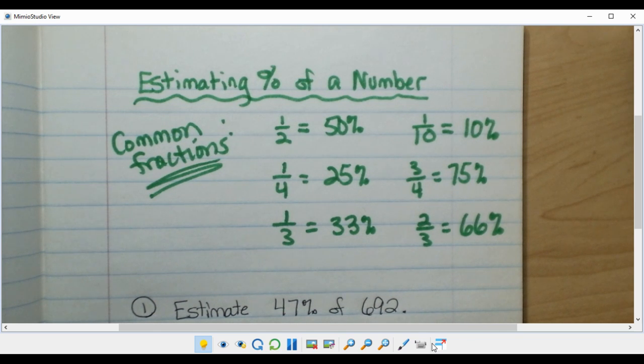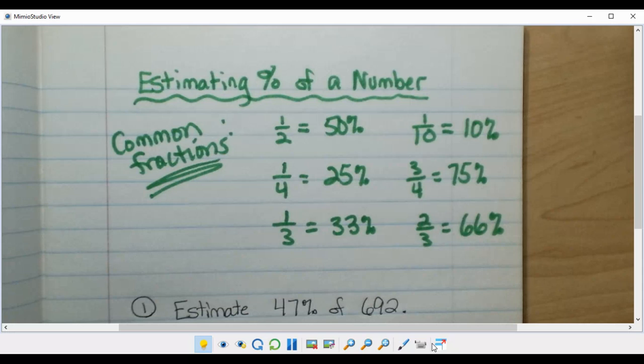So today we're going to talk about estimating the percent of a number. Estimating, of course, is very handy when you want a quick answer. It might not be as precise or accurate as if you did it for real, but it's a very quick estimate or a close answer. So I do this a little bit differently than the book presents it.